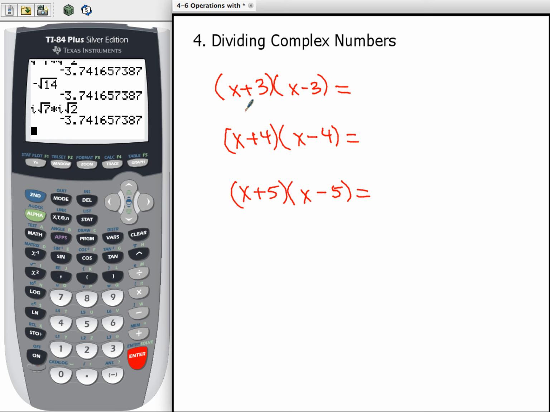x plus 3, its conjugate is x minus 3. So when you multiply those two together, you just get x squared minus 9. x plus 4 times x minus 4, those two quantities, you get x squared minus 16, and you get the pattern after that. So that's the idea of a conjugate. And what we're going to do here is kind of play with that idea a little bit when we take a look at dividing complex numbers, because that idea of that pair, that conjugate, is going to play into this piece.